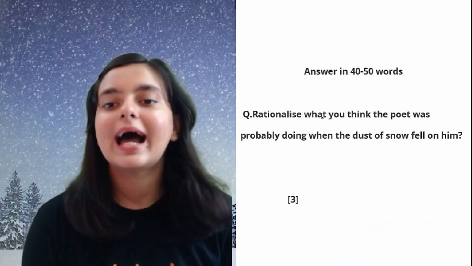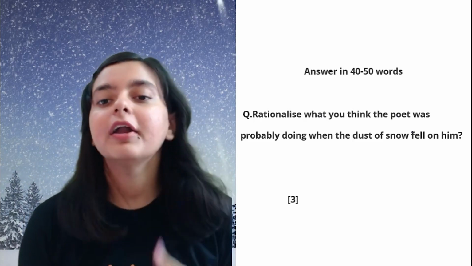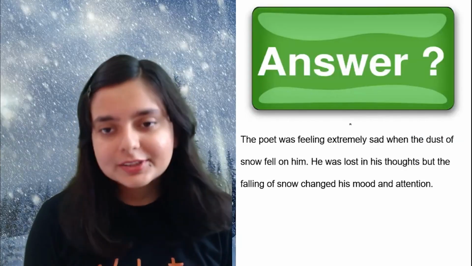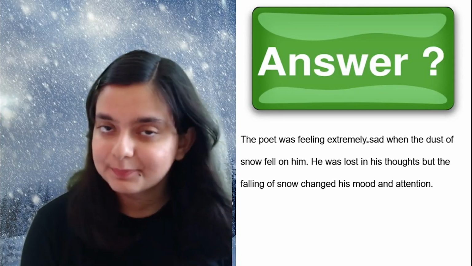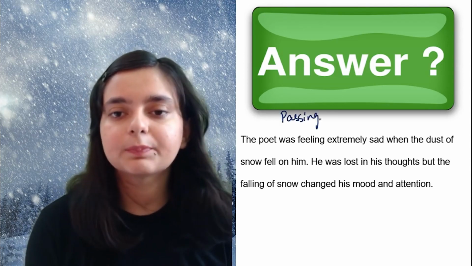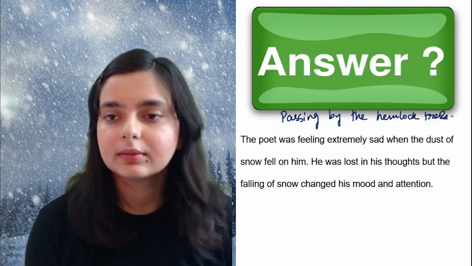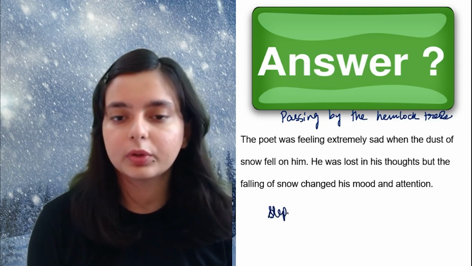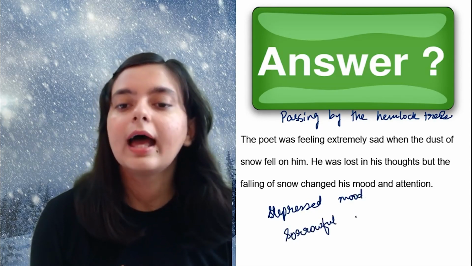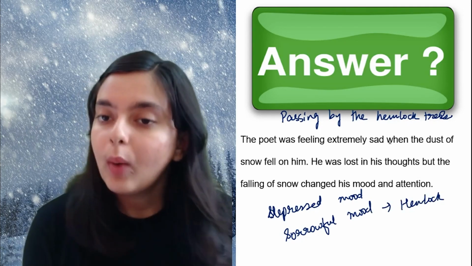Next question is, rationalize what you think the poet was probably doing when the dust of snow fell on him. Come on, people. What do you think the poet was probably doing when the dust of snow fell on him? Very, very simple. Of course, you have to start with the poet feeling sad. Okay, he was passing by the hemlock tree, so you also have to mention that he was passing by the hemlock tree, and he was in a depressed mood, or you can also say sorrowful mood, which we have already done, which is represented by the hemlock tree, which is a poisonous tree. Okay, when the dust of snow fell on him.